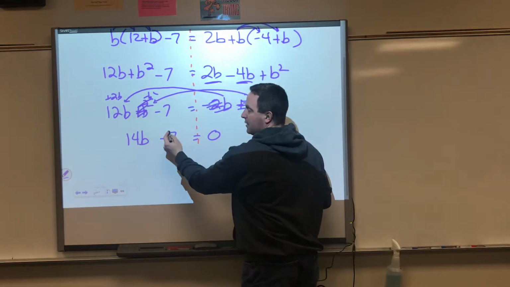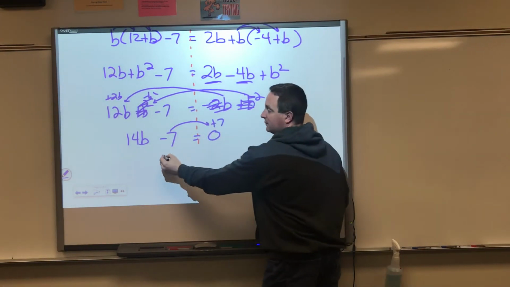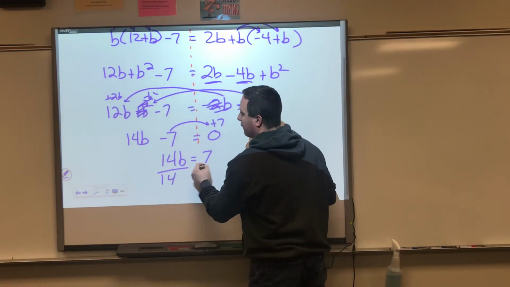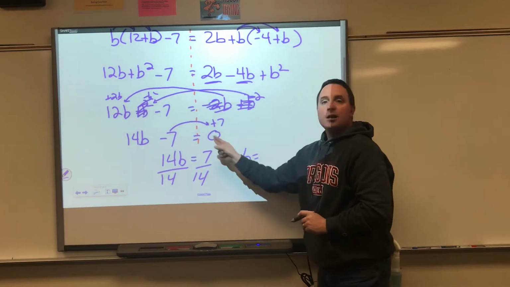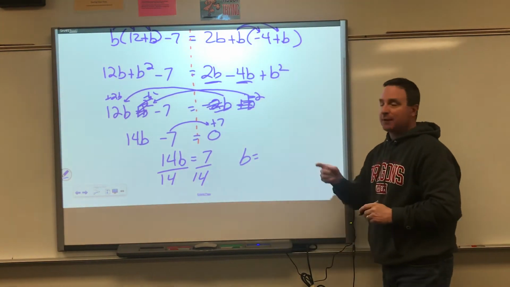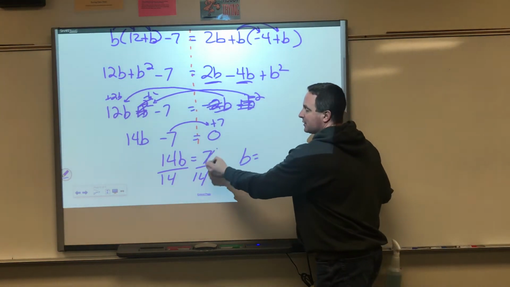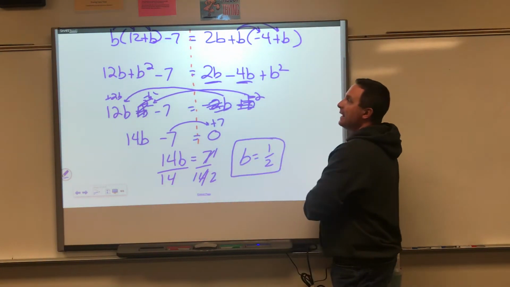Well, here's the b. I don't want the 7 over there, and because it's a negative 7, I'm going to add it. So 14b equals 7, and then I'm going to divide by 14. Now we get a fraction here. Always, always, always, whenever we have fractions, we always need to reduce them. And if you divide those, I can divide them both by 7. It turns into a 1 and a 2. So I get b is equal to 1/2.